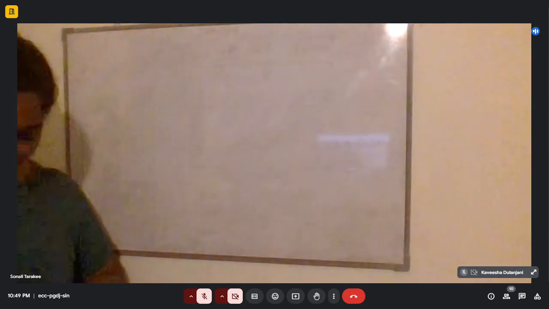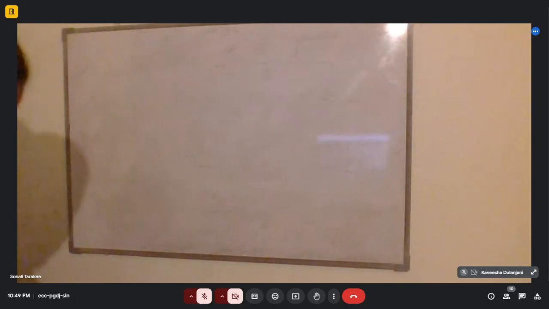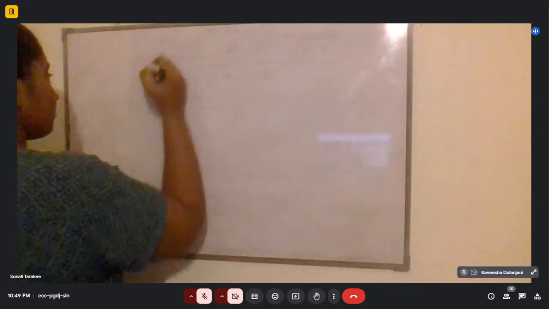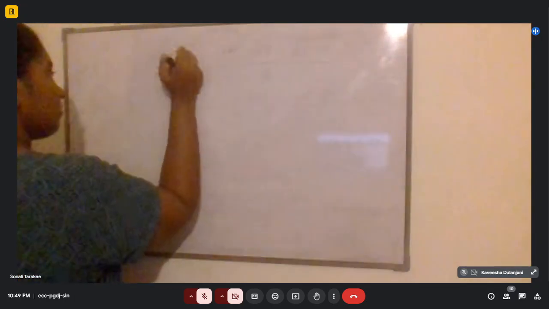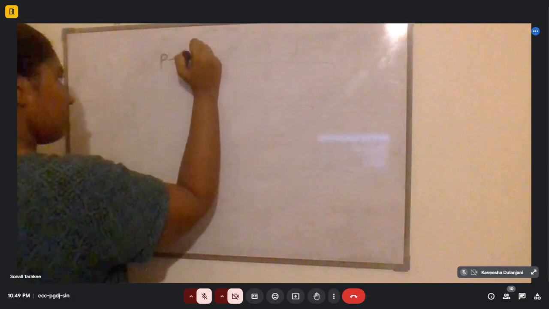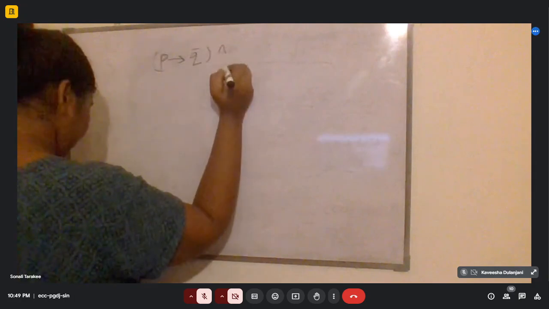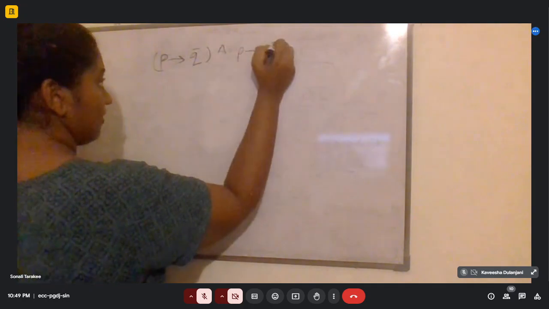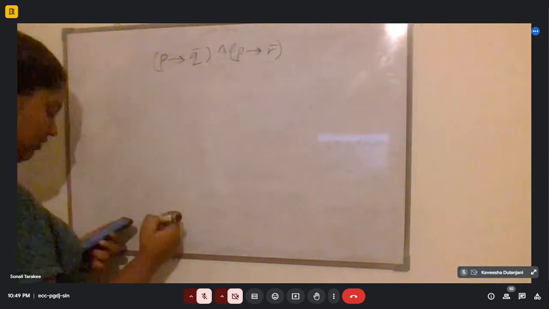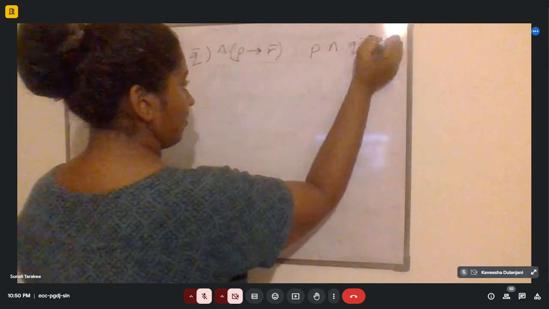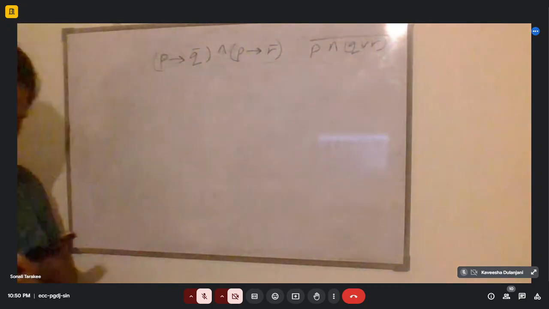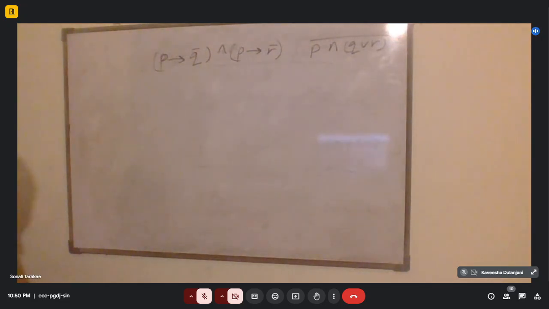Next question is they are asking to show that the propositions P goes to Q bar and P goes to R bar, and P and Q or R bar are logically equivalent using a truth table. So these are easy.